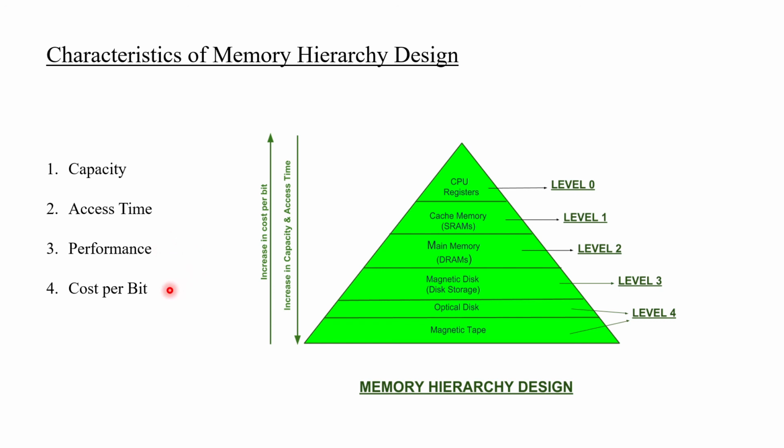And the last characteristic is cost per bit. As we move from bottom to top in the hierarchy, the cost per bit increases. That is, internal memory is costlier than external memory. That's all about the characteristics of memory hierarchy design.